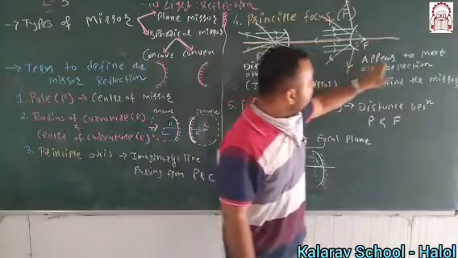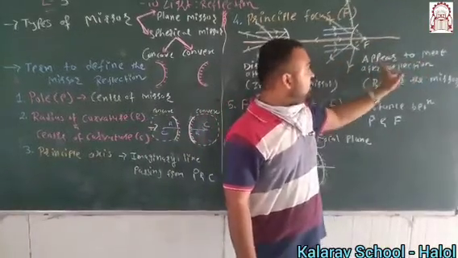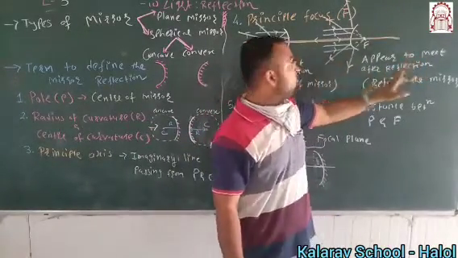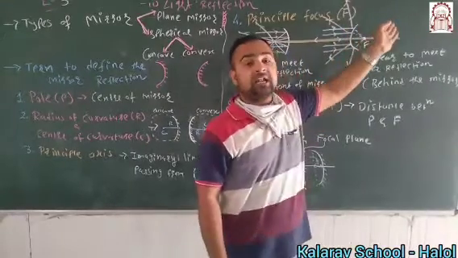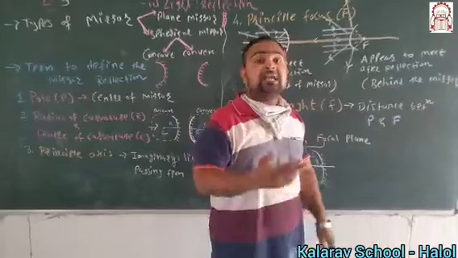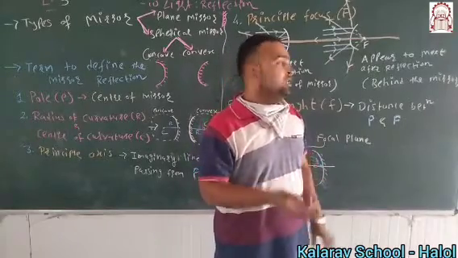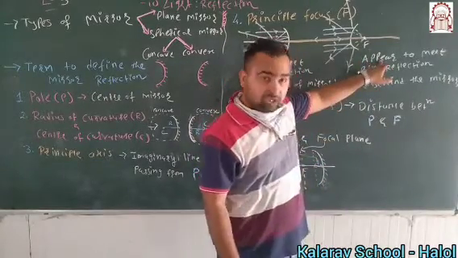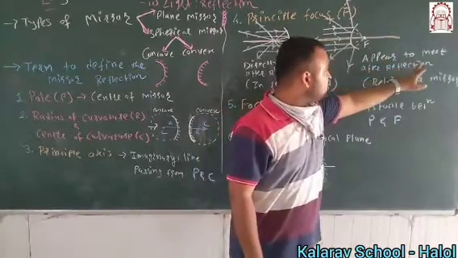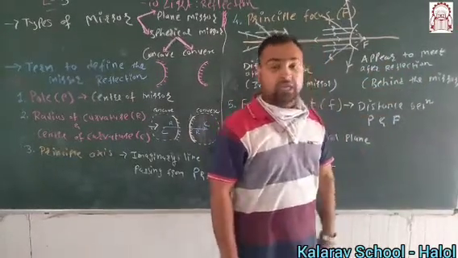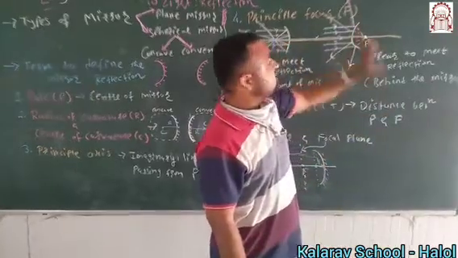Otherwise they appear to meet. Why are we specifying "appear to meet" here? Because actually they do not meet, but if we extend the rays in the backward direction, they are seen to be meeting. Understood or not? So in the case of the convex mirror, they appear to meet after the reflection. That point will become the principal focus.